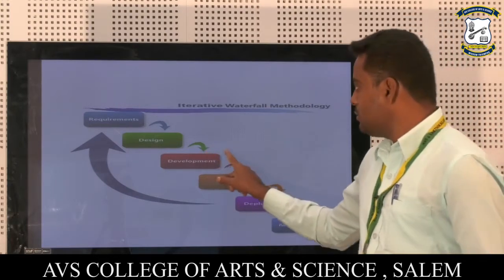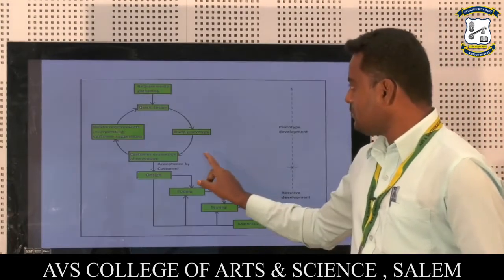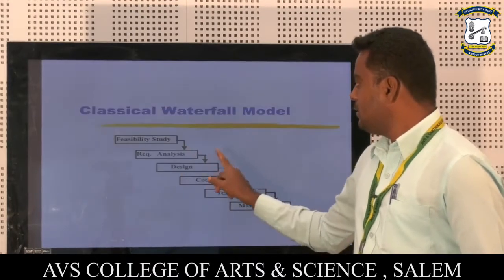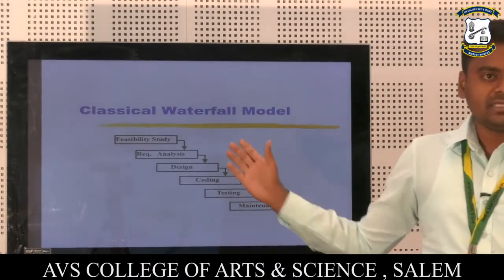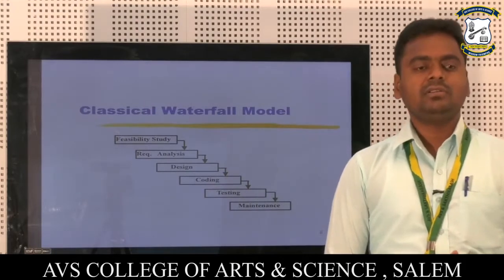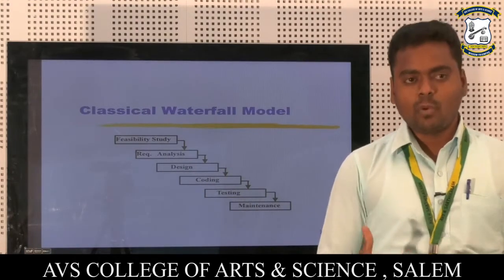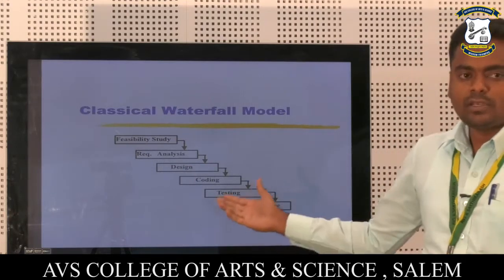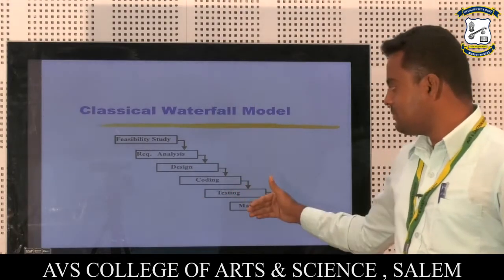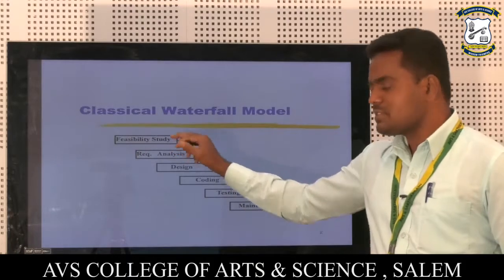Now we enter into the title, software lifecycle models, that is, the classical waterfall model. In this classical waterfall model, if you want to develop quality software, these are the basics. You have 6 phases. In this, the first phase is what?